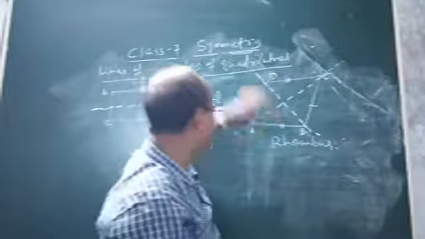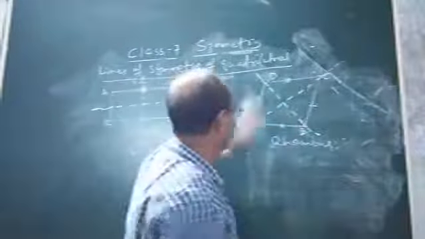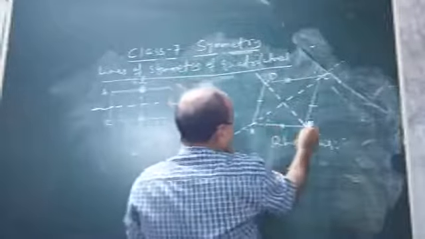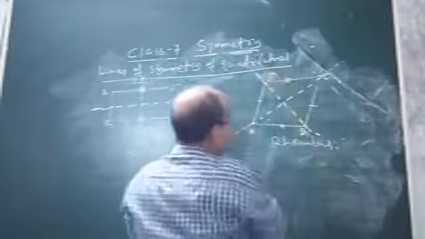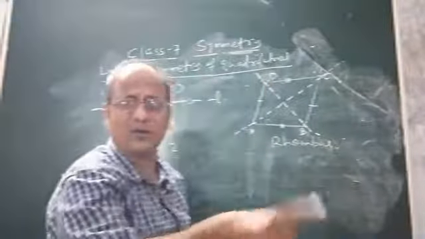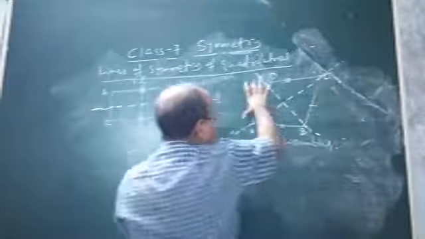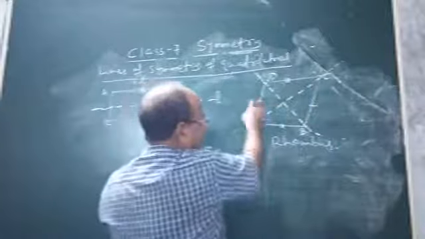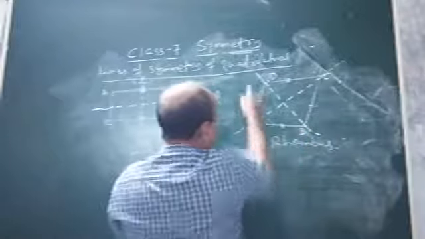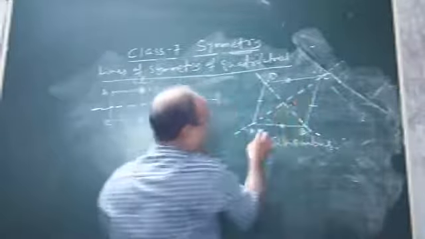Just imagine children, AD and BC are equal, as I have already told you that all the four sides are equal. So if you fold triangle ABD and triangle BCD about this line, what will happen? Will triangle ABD and triangle BCD coincide with each other or not? Yes, they will coincide. Why? Because the length of BC is the same as the length of AD. So when we fold BCD and BAD along BD, what will happen? C will fall on A.